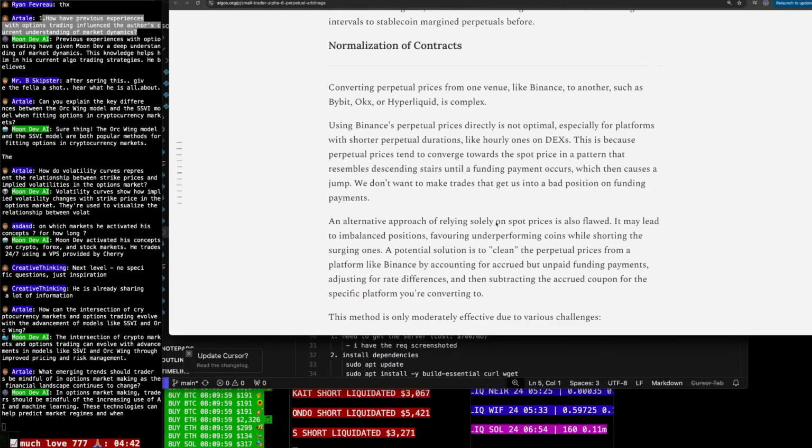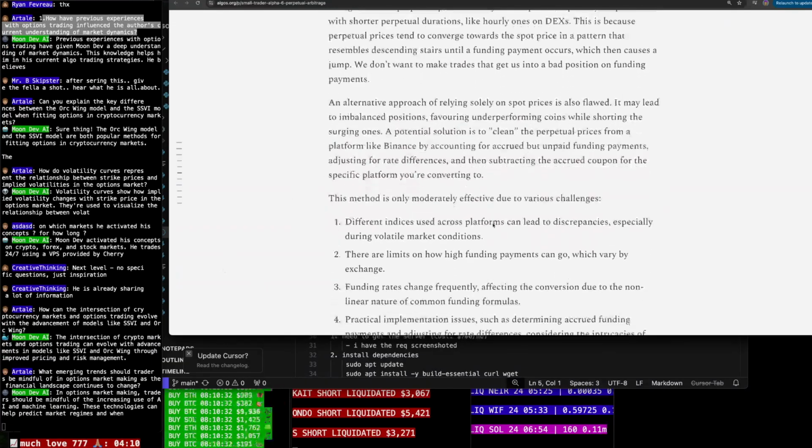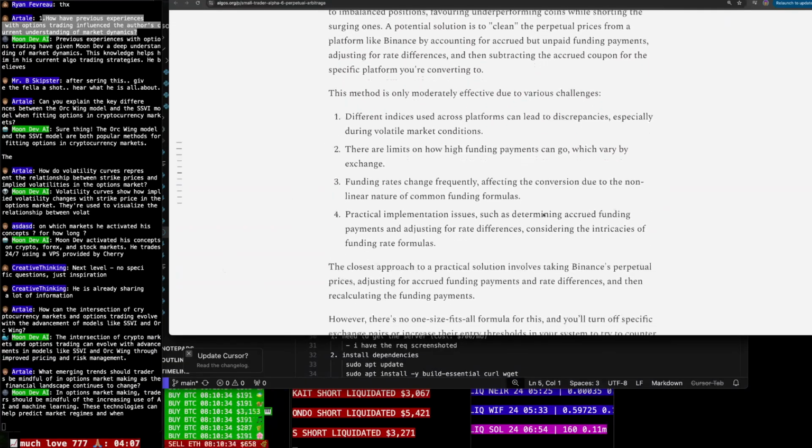An alternative approach of relying solely on spot prices is also flawed. It may lead to imbalanced positions favoring underperforming coins while shorting the surging ones. A potential solution is to clean the perpetual prices from a platform like Binance by accounting for accrued but unpaid funding payments, adjusting for rate differences, and then subtracting the accrued coupon for the specific platform you're converting to. This method is only moderately effective due to various challenges.